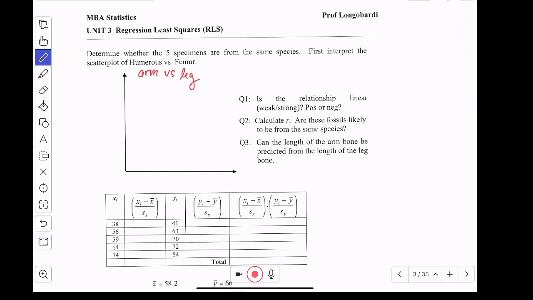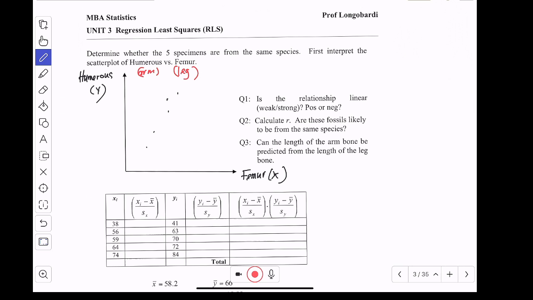Okay, so humerus has to be on the Y, and femur has to be on the X. Okay? And I asked you to plot the data first and comment. And when you plot it, you'll see it's kind of like this, I think, something like that.